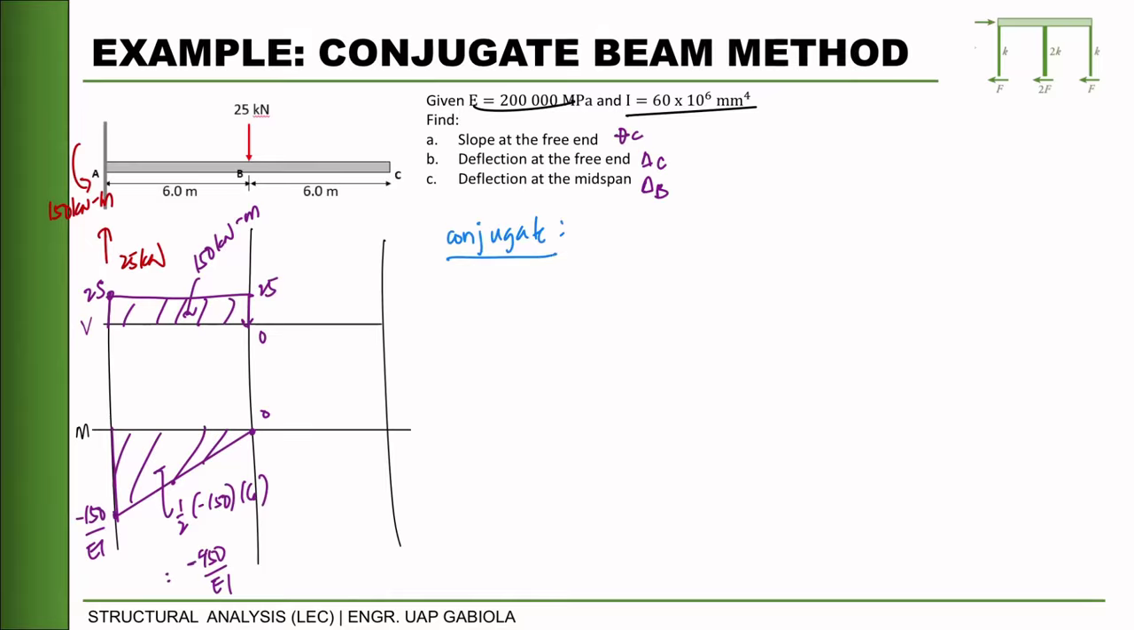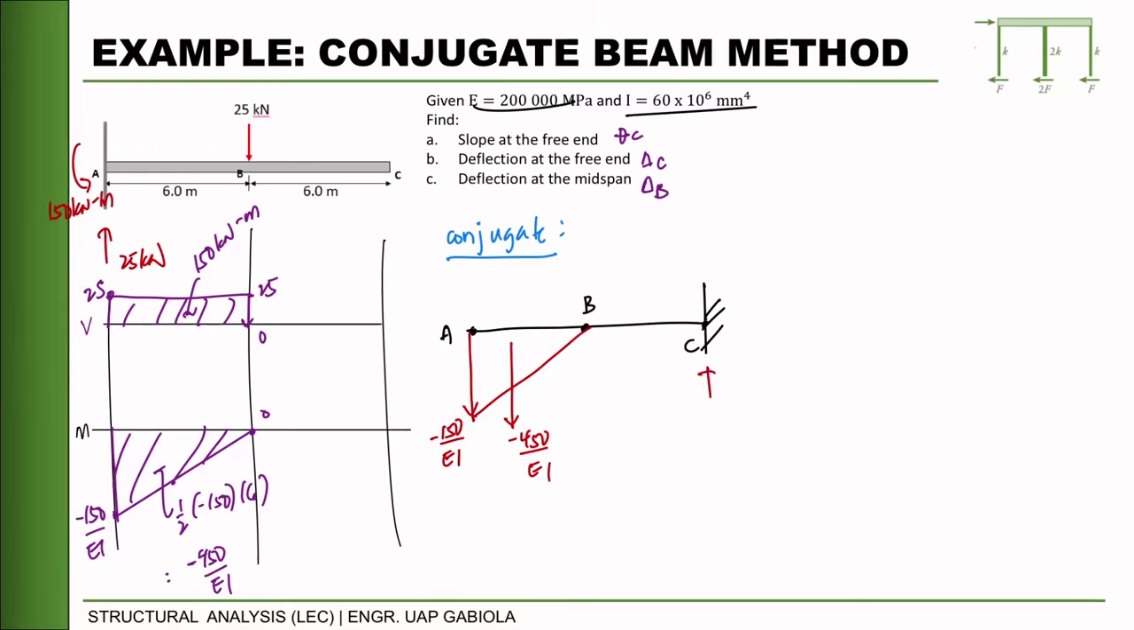So free, then fixed support, then A, this is B, and C. Then we'll load the moment diagram. Okay, so this is negative 150 over EI. So its ACL is negative 450 over EI, or the area of the triangle. And then from the support, we can get the shear, and then the moment.